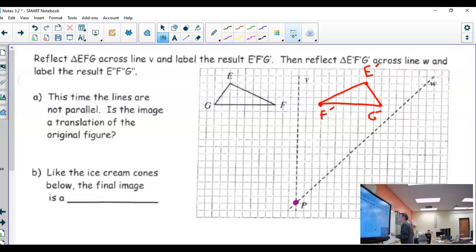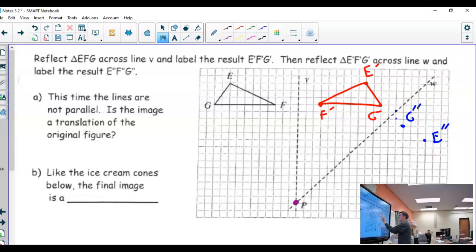And now I'm going to go across the other line. So I'm counting diagonally. 1.5, half and then 1. Here is G prime. And the E prime goes 1, 2, 3, 4, 1, 2, 3, 4. And here is the E double prime, G double prime.